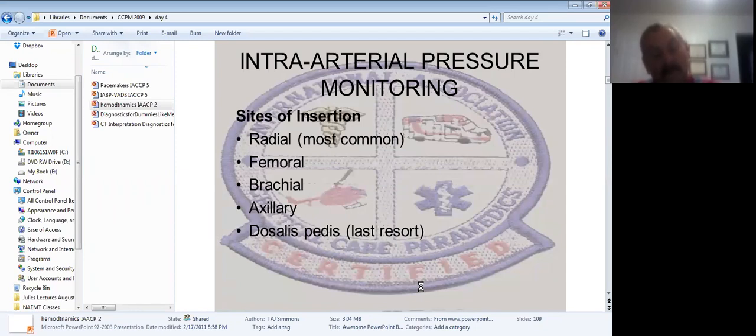So the most common site of insertion by just an enormous amount is the radial artery. The least common insertion site by just an enormous amount is the dorsalis pedis. Actually, I haven't actually seen an art line put in there. I've only actually seen one in my career, and it was over 25 years ago. So yeah, the dorsalis pedis is virtually never used. The radial artery is almost always the one that's used nowadays. But you can use the fem, the brachial, or the axillary if you're in a real bind.